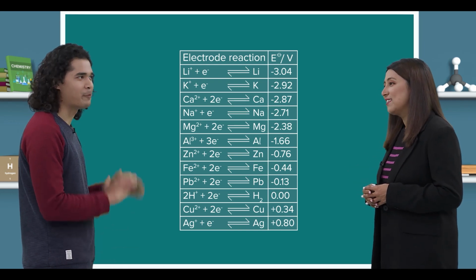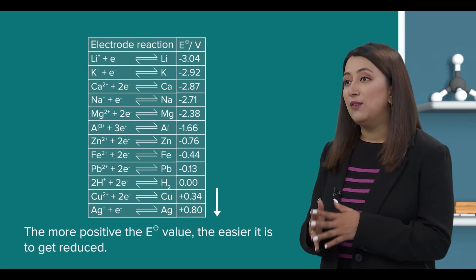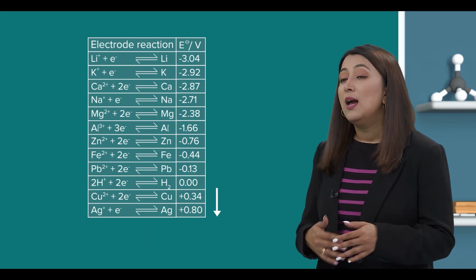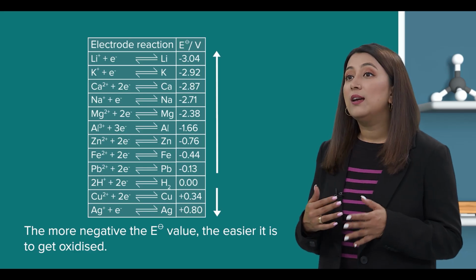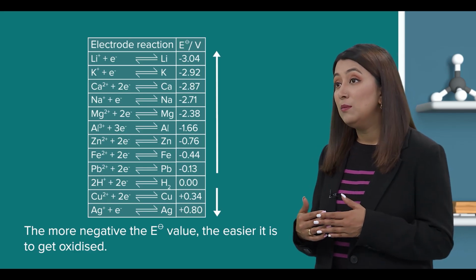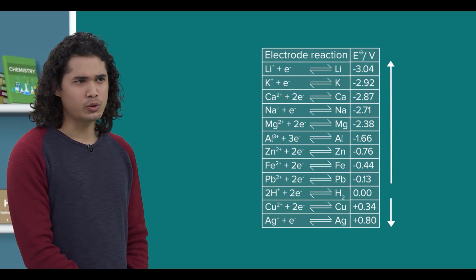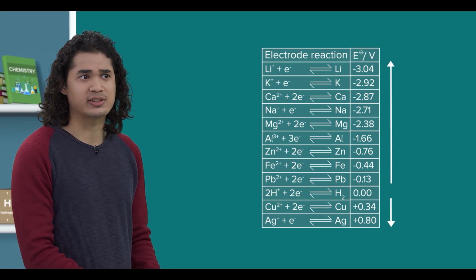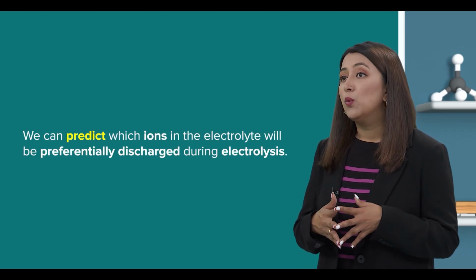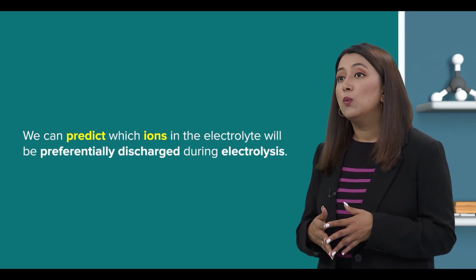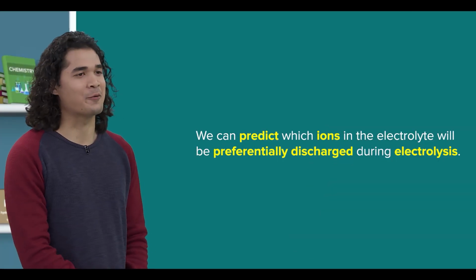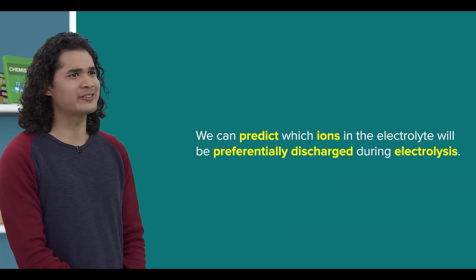All right, I'm all ears. The more positive the value, the easier it is for the ion of an element to get reduced. And the more negative the value, the easier it is for the ion of an element to get oxidized. So that means the lower the metal is in the series, the easier it is to reduce its ion. Yes, by using this information, we can predict which ions in the electrolyte will be preferentially discharged during electrolysis. Wow, this is so interesting.